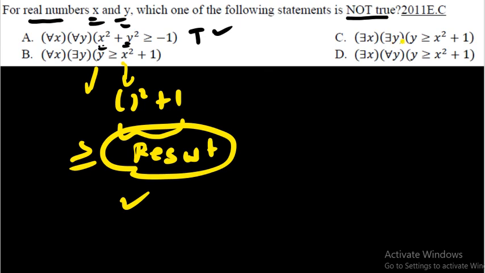And choice C: there exist x and y. We can find two numbers x and y such that y is greater than or equal to x squared plus 1. This is also obvious. We can find two numbers.